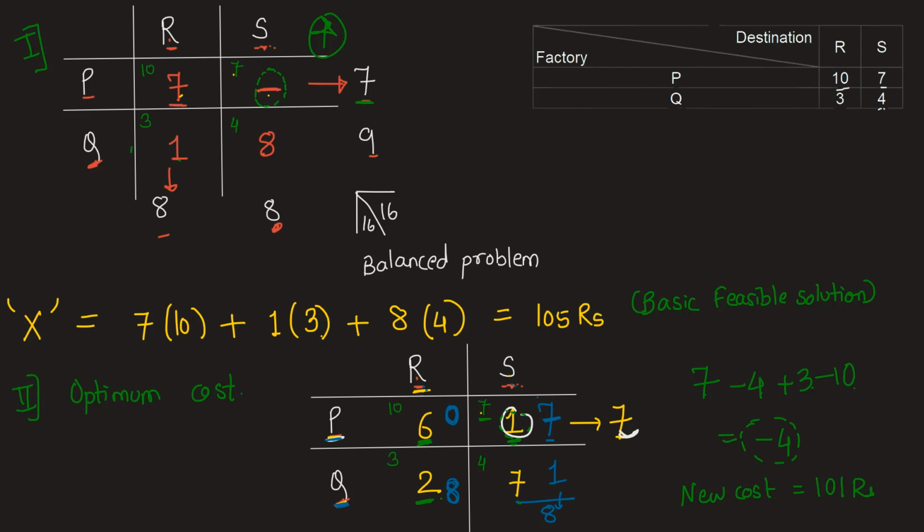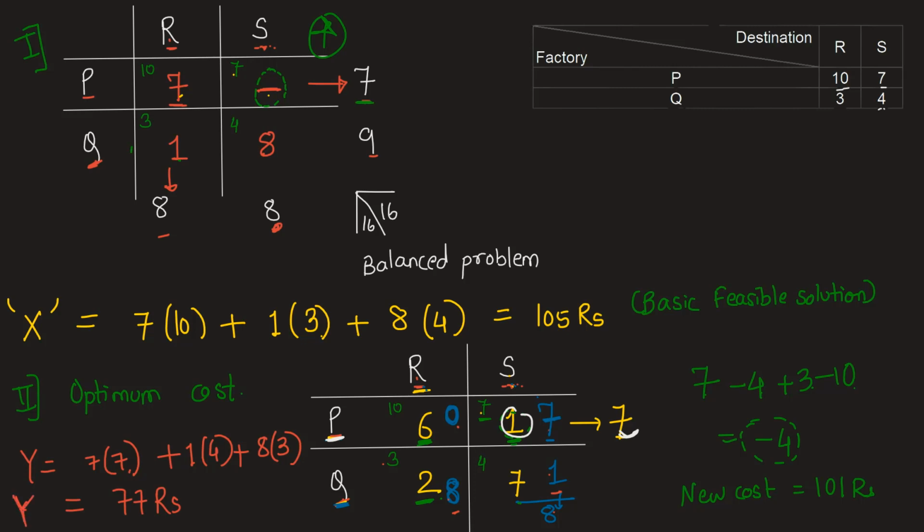Now, we can find out the optimum cost. So, the optimum cost Y will be equal to these allocations that I have made in blue, which are my final allocations. So 7 into 7 plus 1 into 4 plus 8 into 3. Total cost will be 7 sevens are 49 plus 4, 53 plus 24. That is 77 rupees. So this is the optimum cost Y.